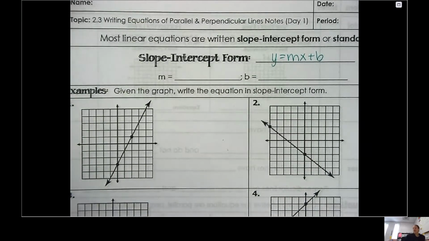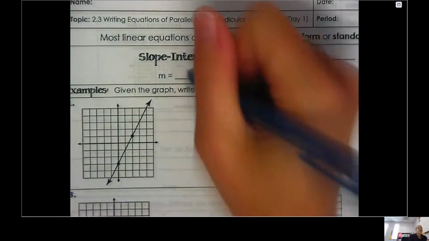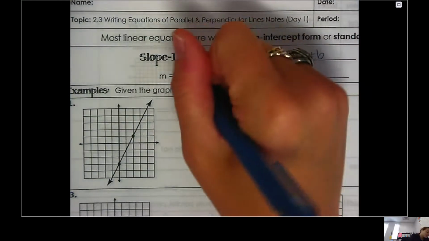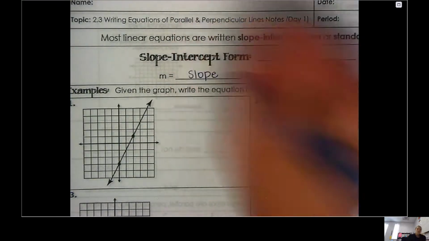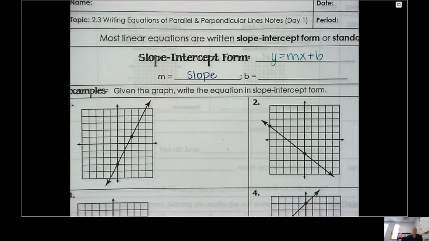True. This is very true. So there are two parts to it, the m and the b. What does the m stand for? Growth rate. Look at you. Growth rate. There's another name for that, though. Slope. The slope. You are correct, though. I wasn't expecting that answer.